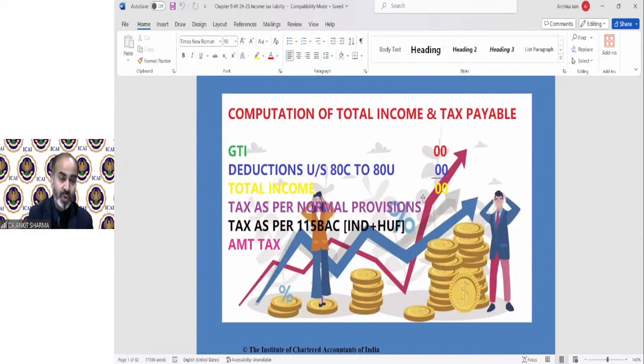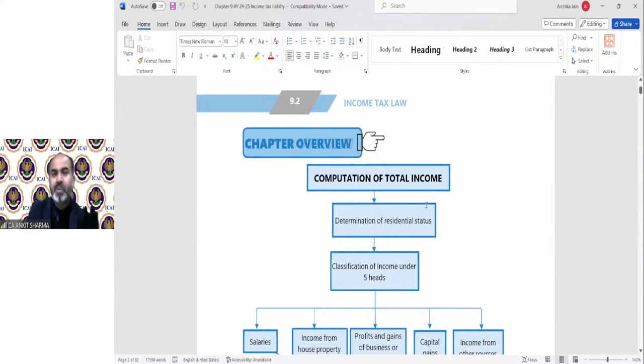So let's get started. And the best part of this chapter is that mostly 60 to 70% provisions we have already studied. So this is just going to give you a recap of the provisions you have gone through in this subject, income tax. There is nothing new going to be there except the AMT, 115BAC, and salary structure case. Except these three topics, everything has been already discussed earlier.